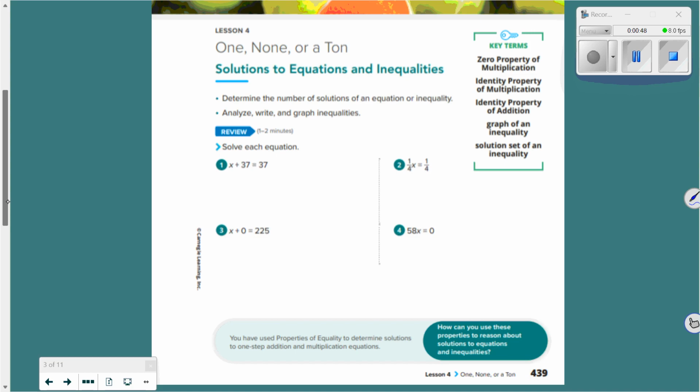So our first part, we're going to just do a quick review on what we just did. We have 4 equations we want you to solve. This should take you all about 2 minutes. We'll give you 4. Go.